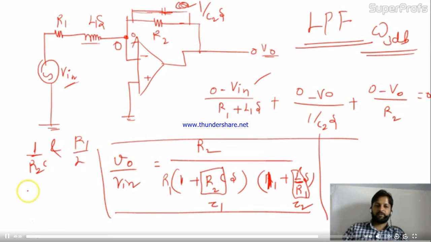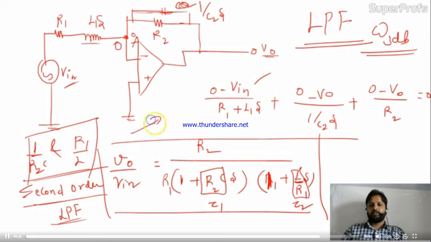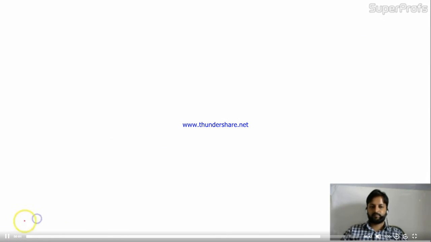So this is actually second order LPF. In the second order LPF we are getting two omega 3 dB. Which one is lower and which one is higher, I'll show you in one of the examples. Okay, let me take some examples based on this. Let me draw the circuit over here.